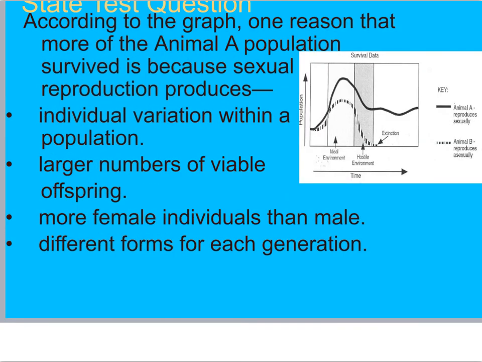According to the graph, one reason that more of the animal A population survived is because sexual reproduction produces what? Individual variation within a population, larger numbers of viable offspring, more females than males, or different forms for each generation? We'll recall that genetic variation allows us to survive better. So individual variation is saying that you are different than I am. So what kills you might be different than what kills me.